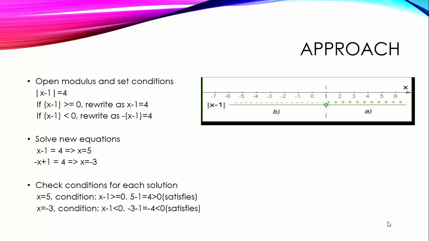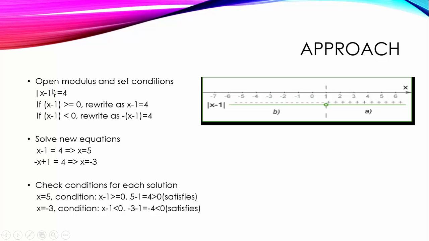Let us look at the three steps approach. The general approach to solving equalities and inequalities with absolute value is as follows. First, open modulus and set conditions. To open a modulus, you need to consider two situations to find all roots: positive and negative.